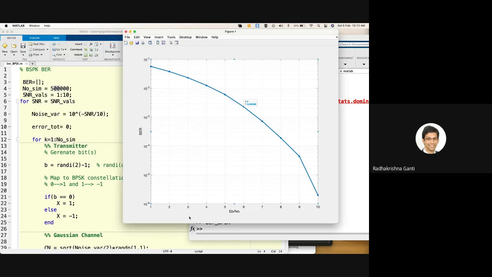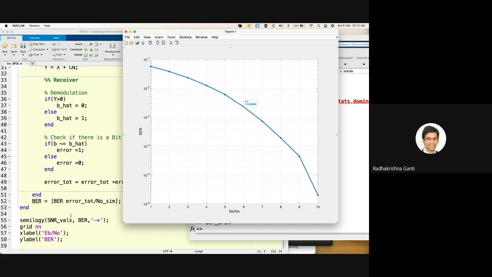On the x-axis, what I plotted is, this is called a semi-log Y plot. On the x-axis, Eb/N0 is there in the dB scale. On the y-axis is the bit error rate. What this says is at 6 dB SNR, for BPSK you get approximately 0.002 bit error rate. At 10 dB, you get approximately 10 power minus 6.